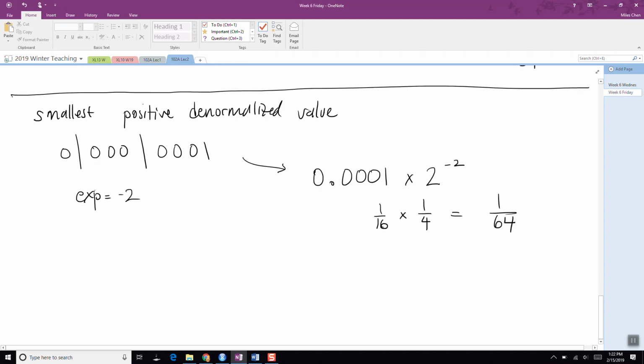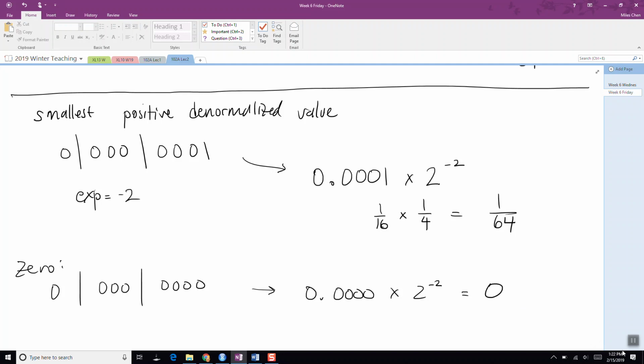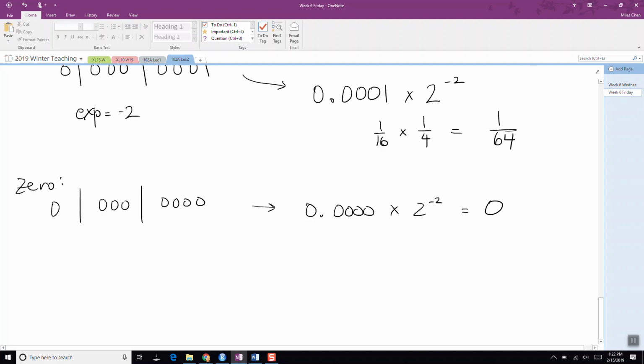All right, and then thus 0 would just be 0, 0, 0, 0, 0, 0, 0, which becomes 0.0000 times 2 to the negative 2, 0. Okay, so 0 is 0, all zeros. But again, we'll have a positive and a negative 0. Okay? That's just one of the effects of having a sign bit. We'll have a positive and a negative 0.